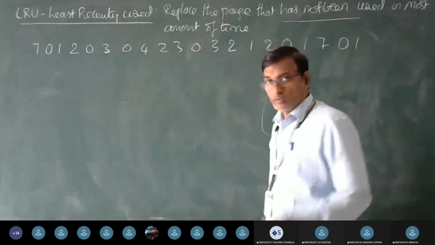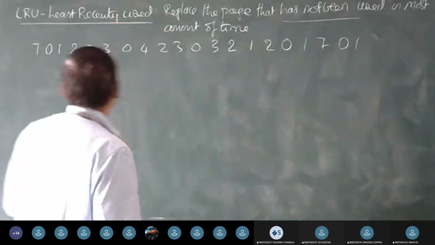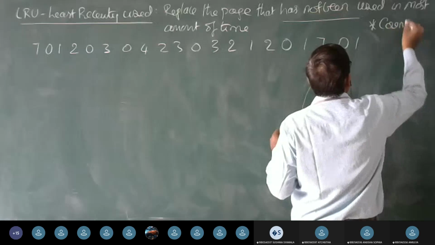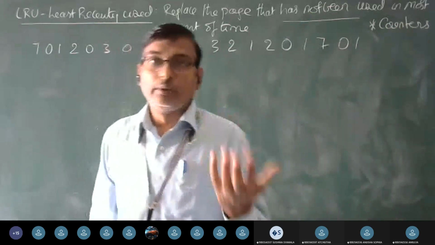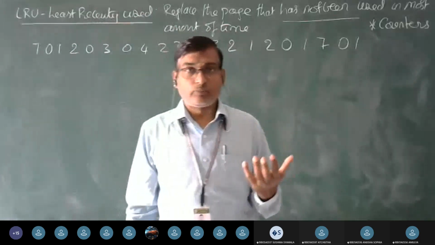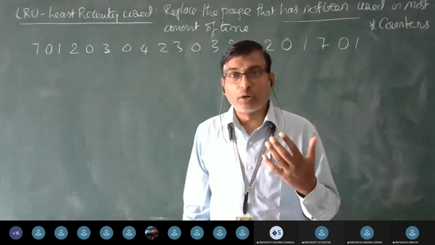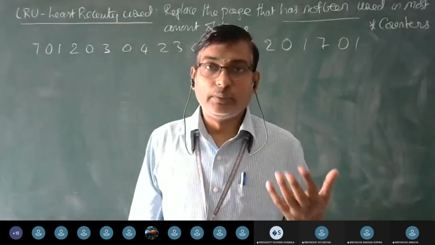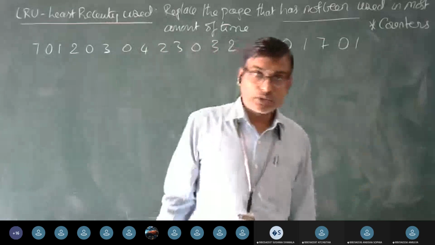In this algorithm, the core concept is that we are going to use counters. You know that counters count how many times something is iterated, right? So i equals 0, i equals 1, i equals 2. In this way, you increment the count, and thereby you know how much it has been used. In this model, we are able to see the importance of a counter.